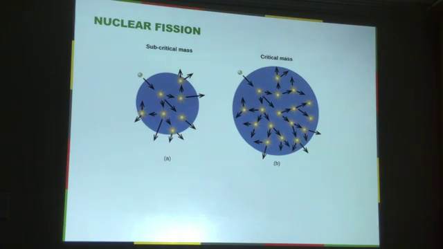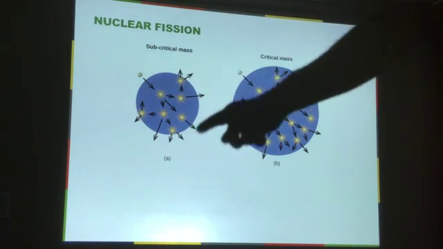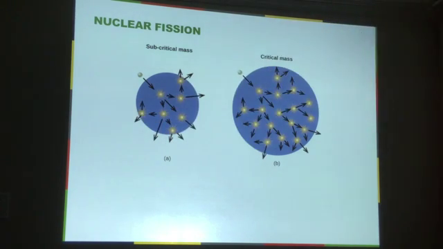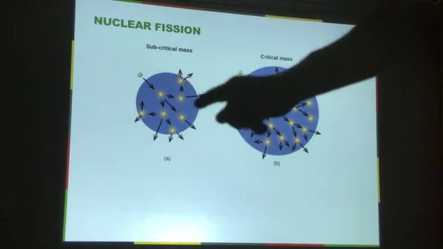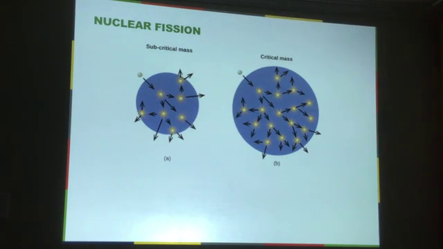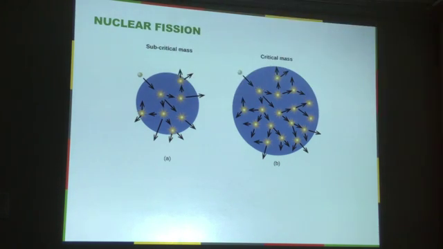Now, when you have a small amount of material, like here, the neutrons manage to escape the reaction area without striking another U-235. So when the mass is small enough that the neutrons can escape without striking a sufficient number of other U-235 nuclei to produce an ongoing reaction, that's called a subcritical mass.